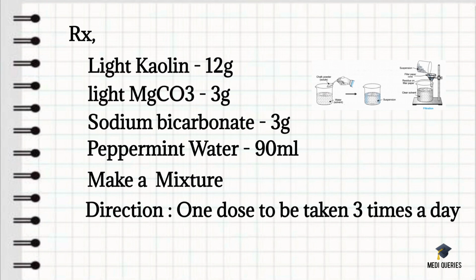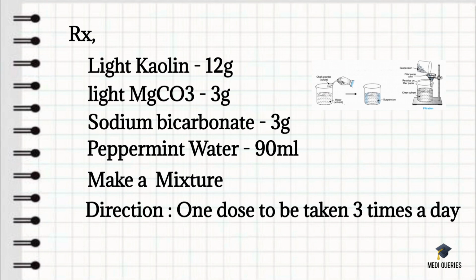Now, how will we prepare this suspension? First, mix the weighed quantities of the light kaolin, light magnesium carbonate, and sodium bicarbonate in a mortar. All the solids are added into the mortar. After that, measure out 70 ml of peppermint water. Add a small amount of it to the powder and triturate thoroughly until a smooth paste is formed. Then dilute it with the remaining quantity of peppermint water and strain through a muslin piece. Add more peppermint water to produce 90 ml of suspension, transfer the suspension to a bottle, label it, and dispense properly. That is how we prepare the suspension.